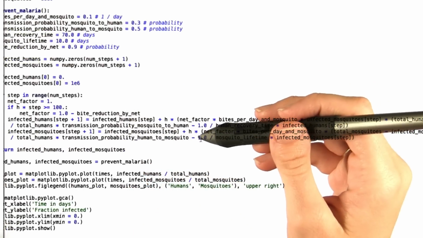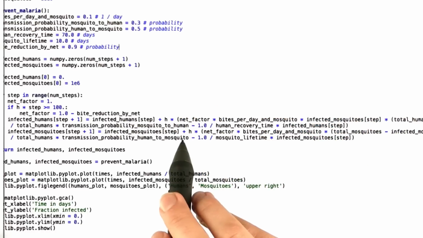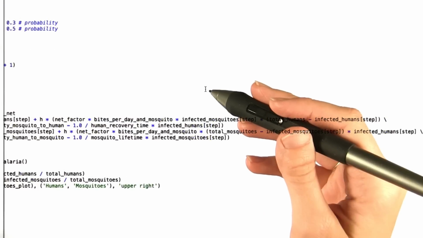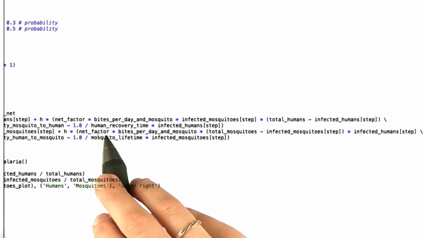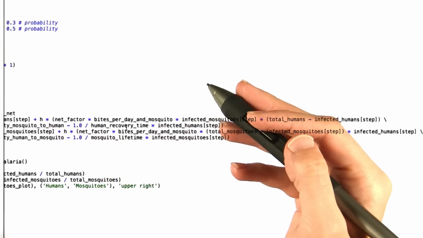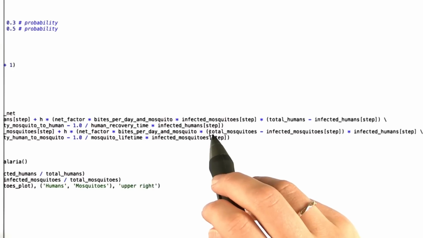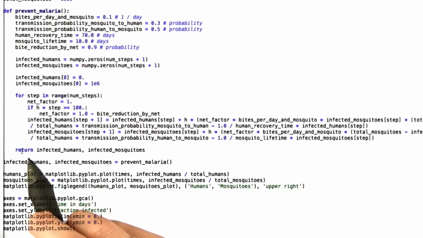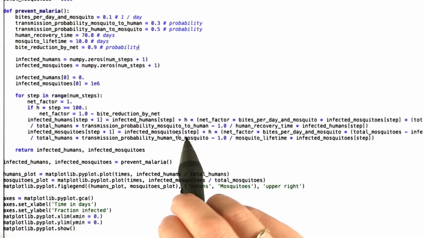Since we're using the forward Euler method, we start with the number of infected mosquitoes at the previous step and then add to this h times a bunch of other things. Now to find out how many mosquitoes are moving into the infected group, we start with the probability of a mosquito biting a person, which of course might give the mosquito malaria as well. Multiply this again by the bites per day per mosquito. Multiply this by the number of susceptible mosquitoes and the number of infected humans. We then divide this by the total number of humans and multiply by the transmission probability from human to mosquito.